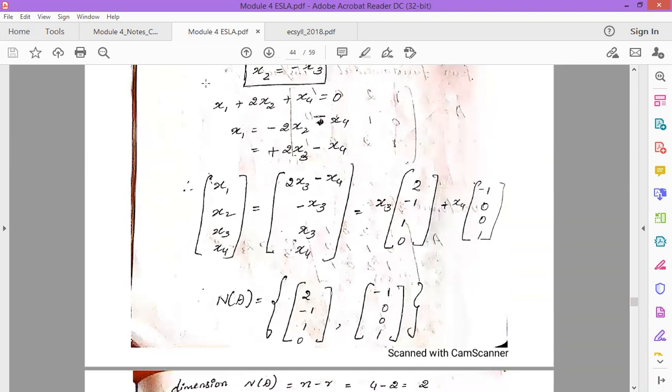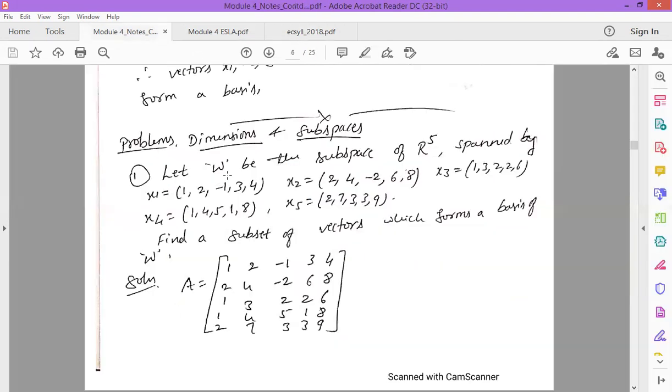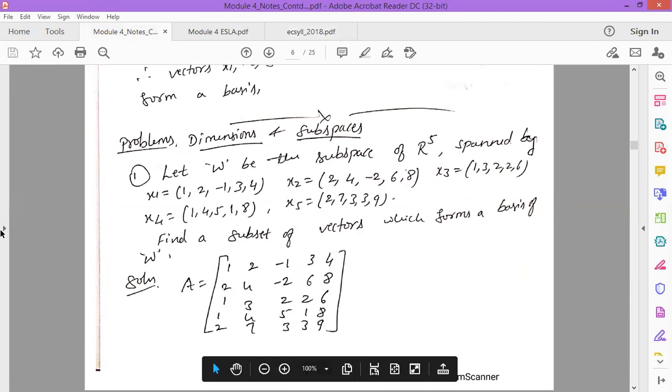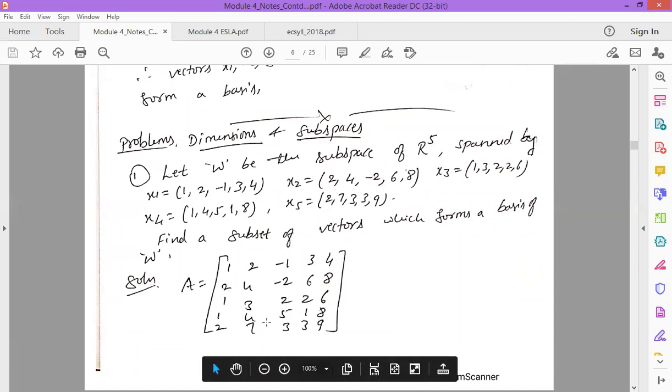After these four fundamental spaces, next we are left with linear transformation, which we'll discuss now. Before this, I would like to show you one problem on dimension and subspace. Here we are given W as the subspace of R5, spanned by x1, x2, x3, x4, x5. You can see that the elements of x1, 1, 2, minus 1, 3, 4, are written row wise. You may get the question with them written column wise, but no matter, you can write either row wise or column wise, it doesn't matter.